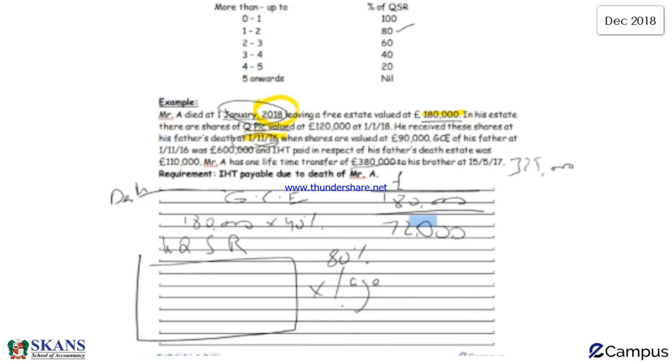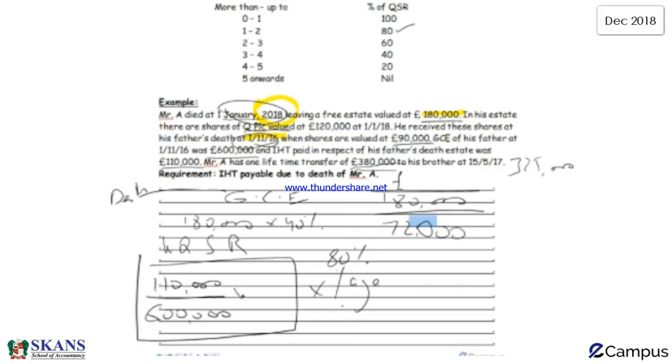Well, how to compute IHT on first death? I think that's quite easy because we will be provided with certain figures which will help you calculate this amount. Now you can see these three things. When these shares were transferred at that date, what was the gross chargeable estate of his father? That was 600,000. The total IHT paid on his father's death estate was 110,000.